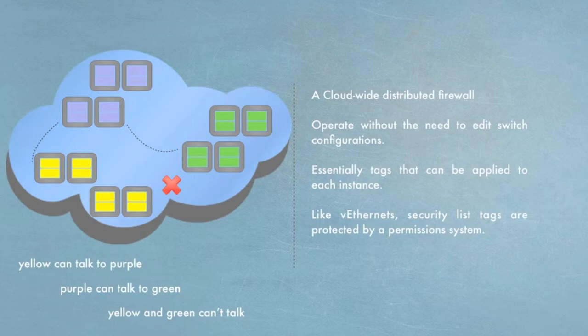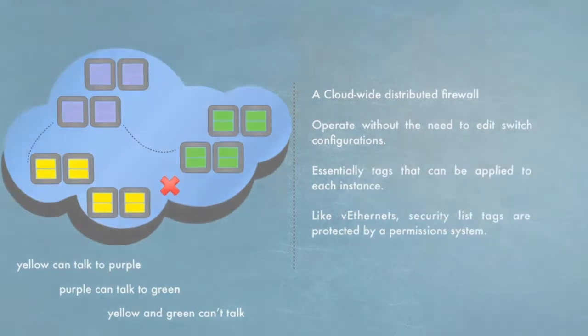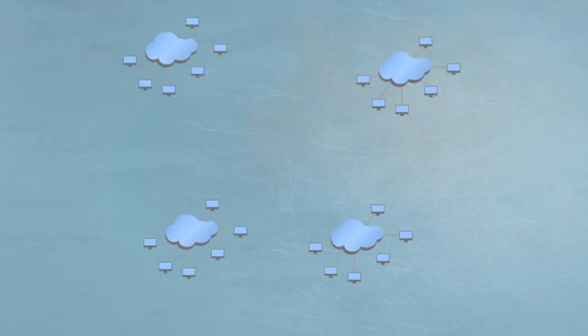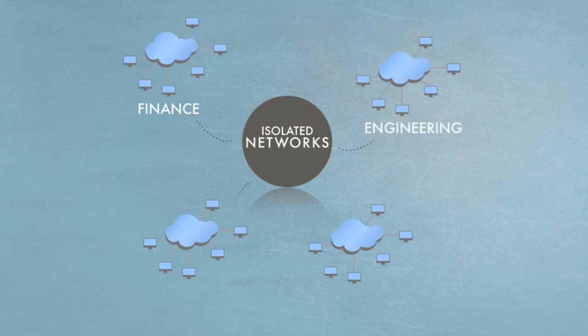Instances automatically inherit their security rules from their tags, so adding and removing instances does not cause the need to change security rules. Like vEthernets, security list tags are protected by a permission system so that the right instances get the right tags. With these mechanisms, we have 4 separate isolated networks: one for finance, one for engineering, one for the cloud management by the IT staff, and one common flat network.